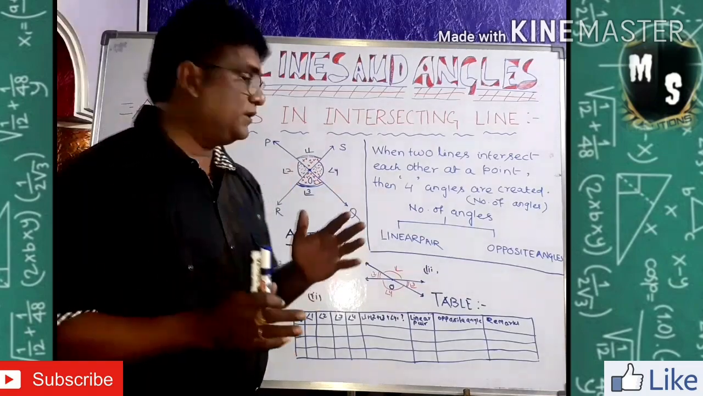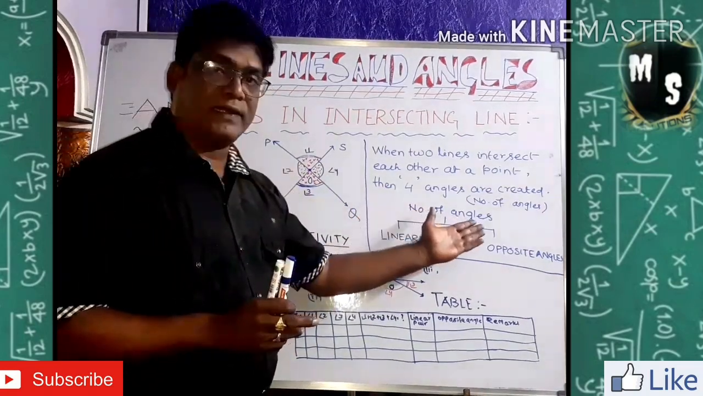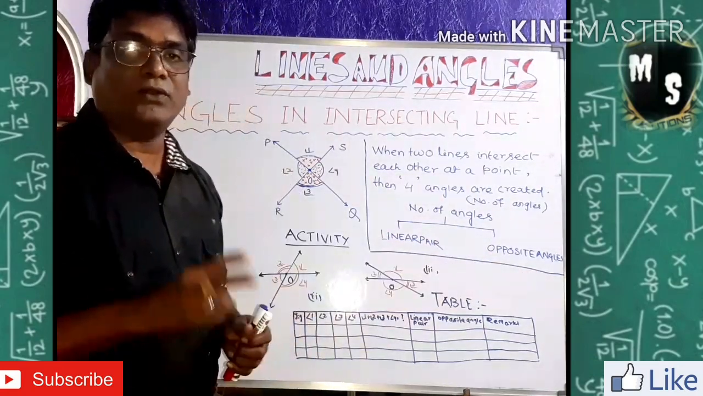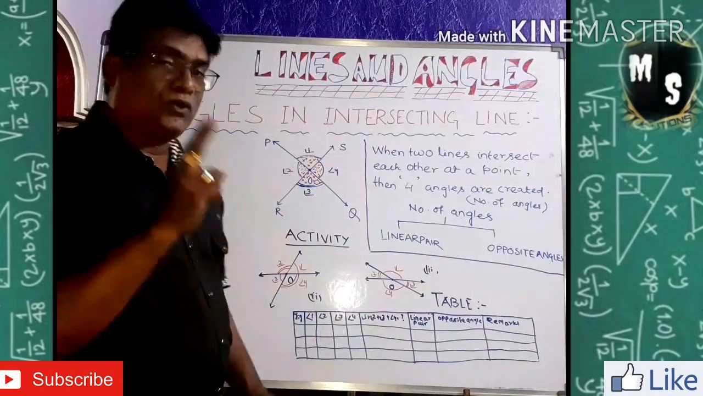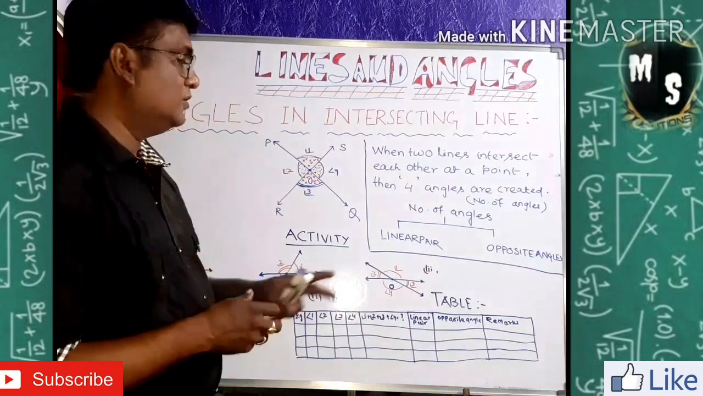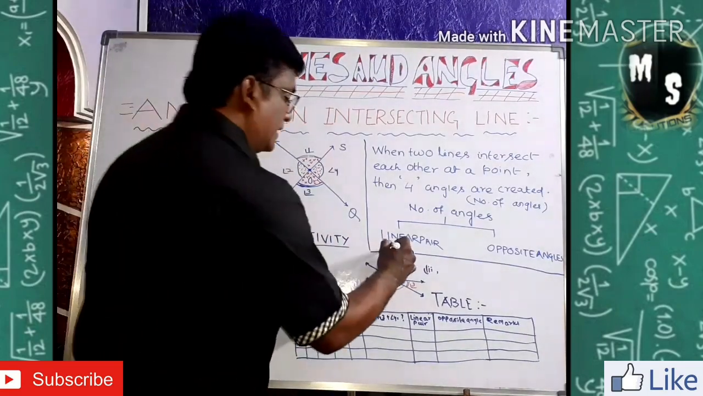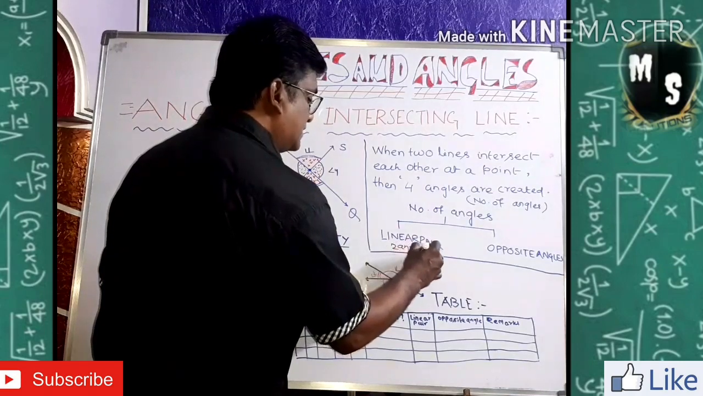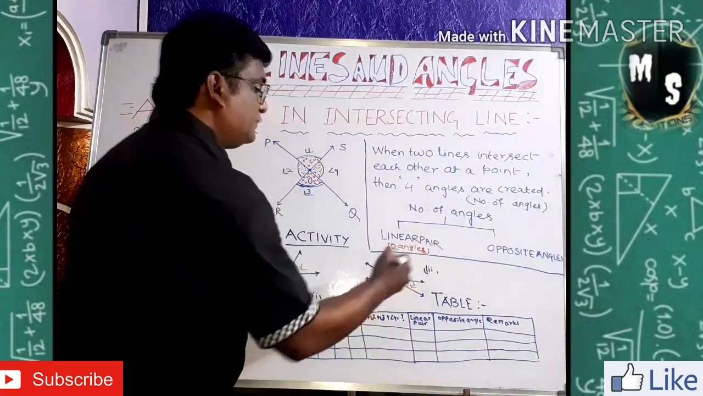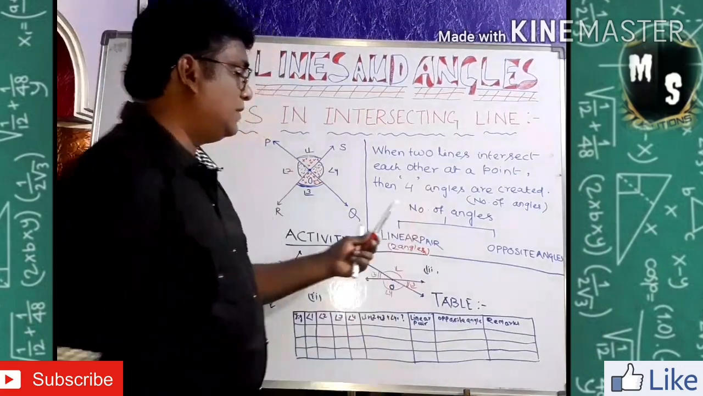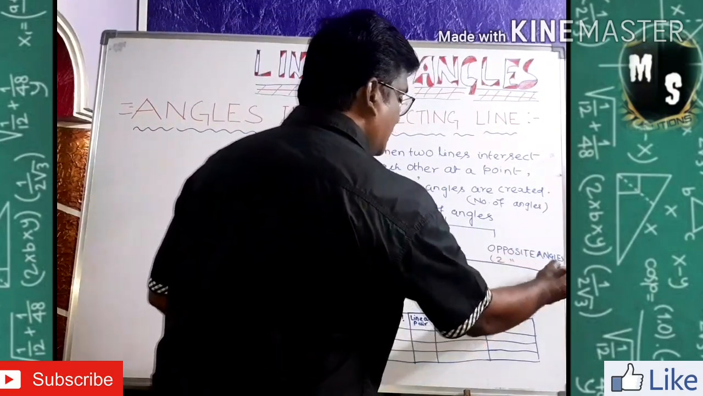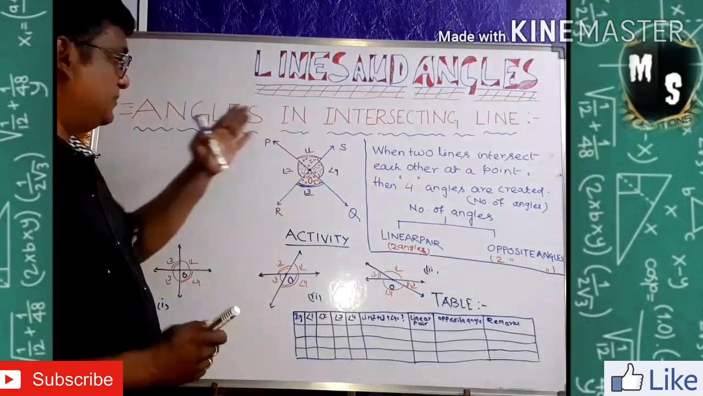Actually, these 4 angles are again divided into linear pairs and opposite angles. Among these 4 angles, 2 are a linear pair, because a linear pair is a pair, so 2 angles are there. So 2 angles for one linear pair and 2 angles for another linear pair, and how many are remaining? The other 2 are remaining. So 2 are opposite angles. Clear? So it is very clear to you now.